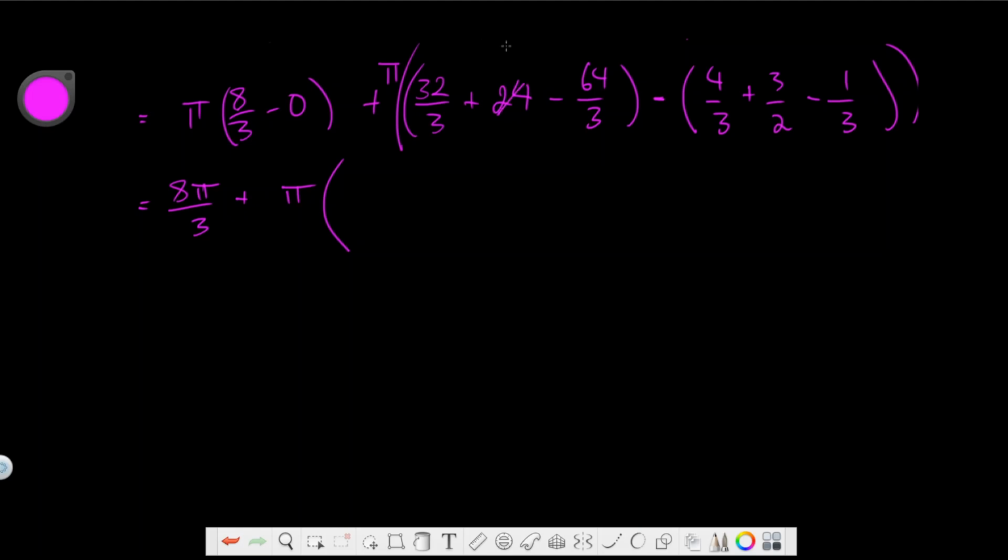That's going to be 72/3. 72/3 minus 64/3, that is 8/3. And 32/3 plus 8/3 is 40/3. And then over here we have 4/3 plus 3/3 minus 1/3, so that's 4/3 minus 1/3, that's 3/3, that's 1. Plus 3/2, which ends up being, let's see, 2 halves plus 3/2 is 5/2.